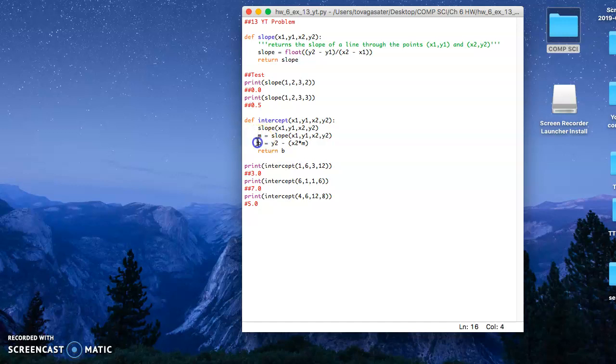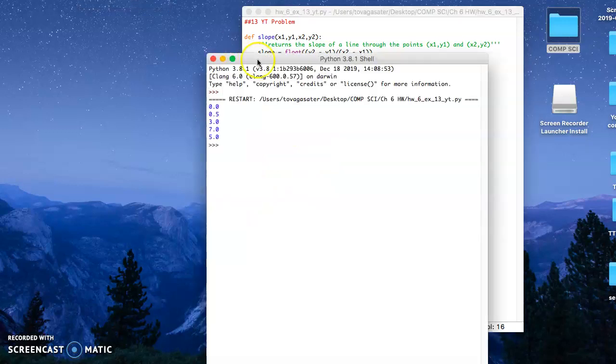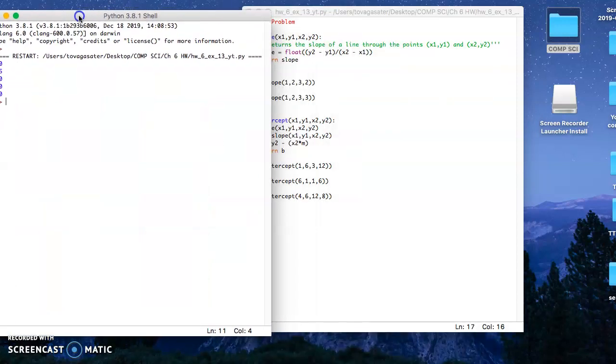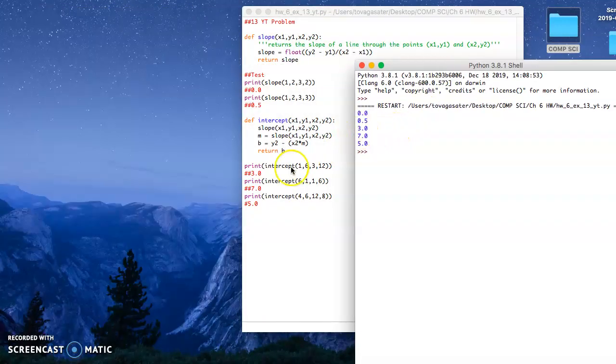And then to calculate the y-intercept from the standard y equals mx plus b formula, it turns into b equals y minus mx, which is slope times the x point, and then return b to make that fruitful to return the y-intercept. And the y2 and the x2 are the points that we use to plug into the equation to calculate the y-intercept. And so then when we run that, it comes out as 3, 7, and 5, which is what we were expecting.